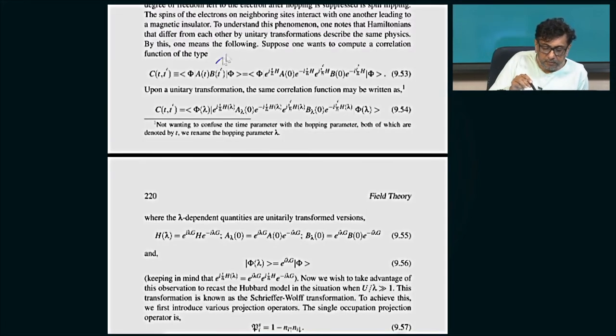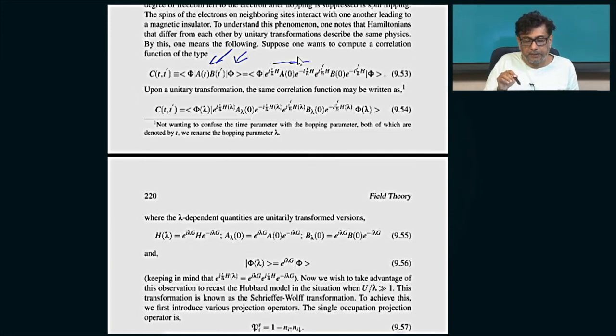Suppose you have an operator, and we are working in the Heisenberg picture, so the operators change with time. Imagine you have an operator A which is a function of time and another operator B which is also a function of time. Now imagine you want to find the average of A(t) times B(t') with respect to some state. So how does that look? Obviously, you first construct the appropriate time evolved operators this way and then you find the average.